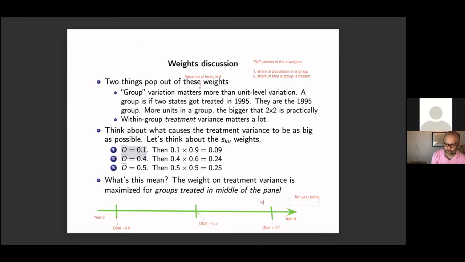That variance of treatment is going to be 0.1 times 0.9, because the equation, remember, is D bar times 1 minus D bar is the variance of treatment. So you get this 0.1 times 0.9. You get a 0.5 times 0.5. You get a 0.9 times 0.1. So you've got all these expressions along this line of the variance of treatment. How big does it get? Well, for the 0.1, it'll be 0.09.